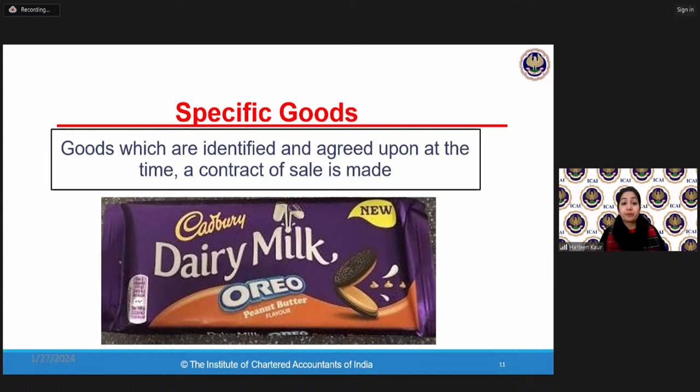Specific goods mein ek line likh lo. The goods where no replacement is possible. Specific goods are the goods where no replacement is possible. Buyer is very, very specific. Buyer is very sure that this is the good that I bought.